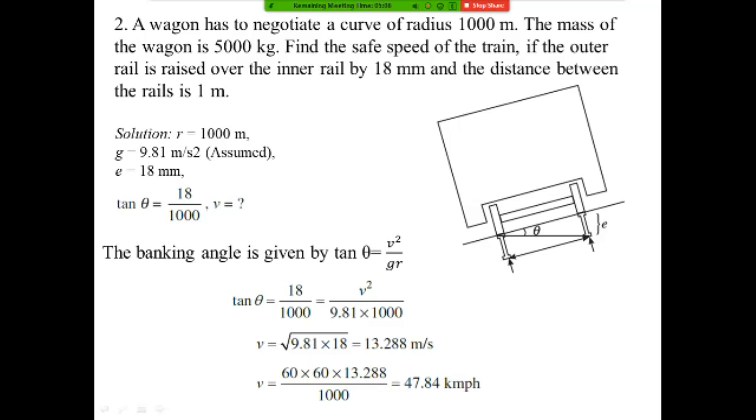Then tan theta is equal to 18 by 1000. 18 is opposite, that is in mm. This is 1 meter, converted into 1000. So V is equal to how much?